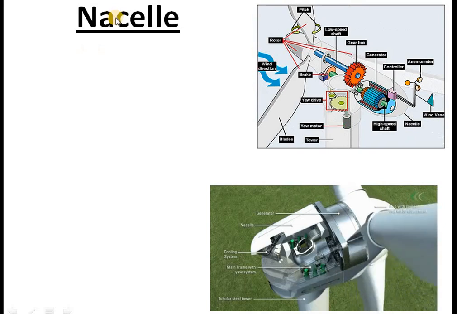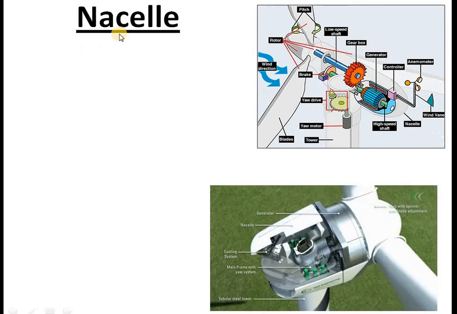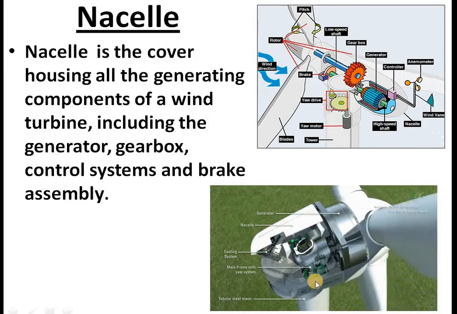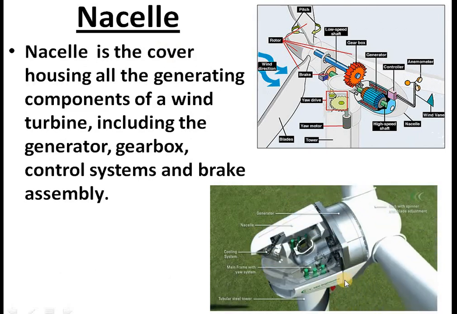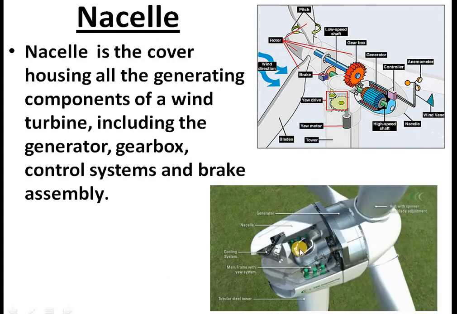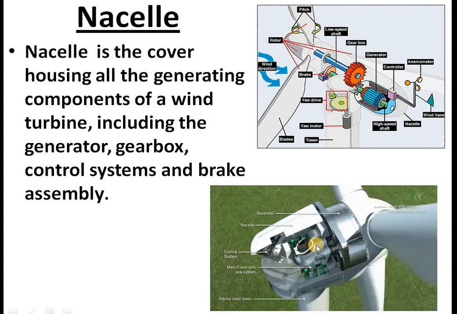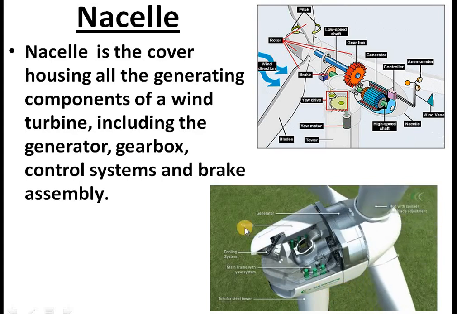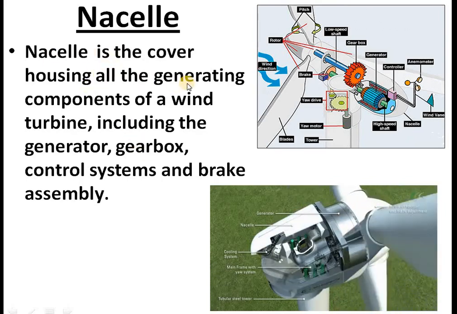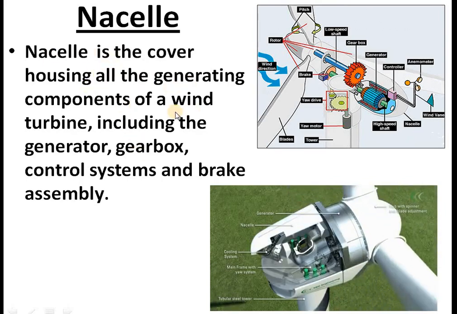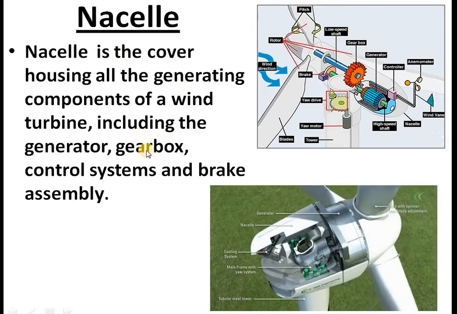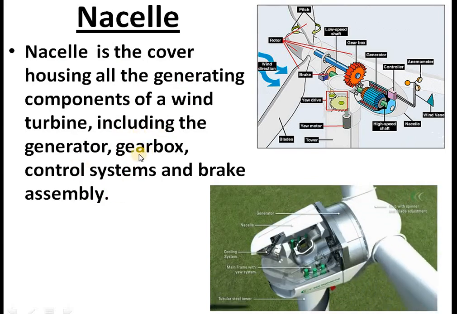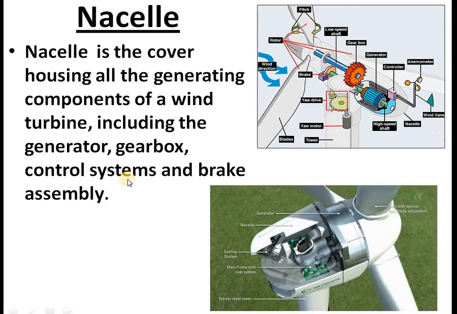After rotor and blade, this is the second part, which we call the nacelle. The nacelle is nothing but this outside cover. You can see the cover, and inside it the machine is housed. So the nacelle is simply the outer cover. The nacelle is the cover housing all the generating components of the wind machine, including the generator, gearbox, control system and breaker. We will study the gearbox and control system very shortly.